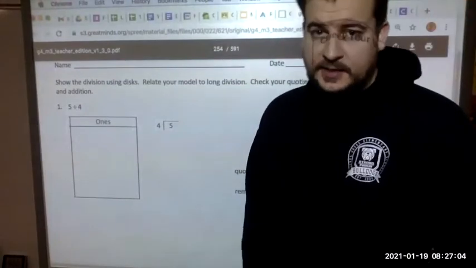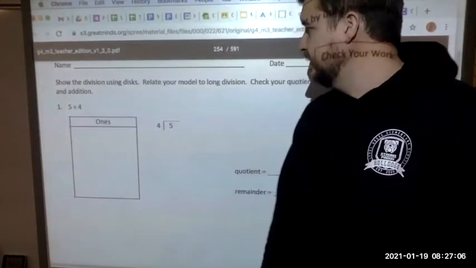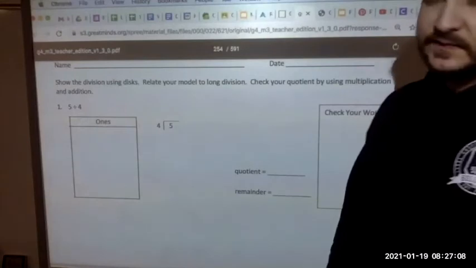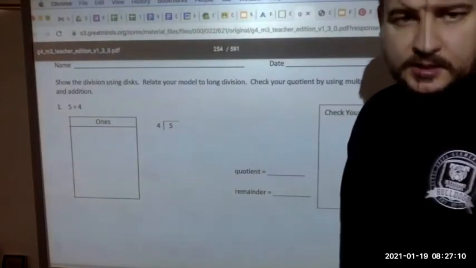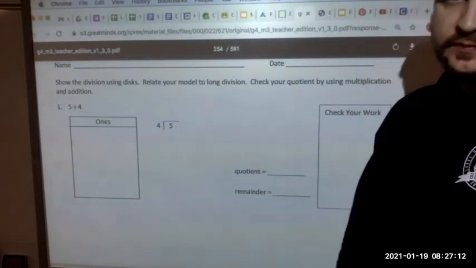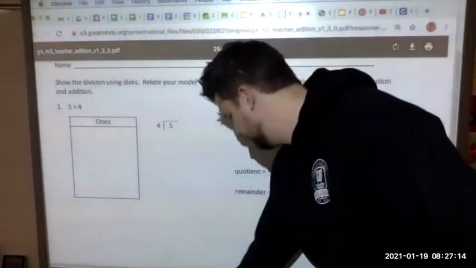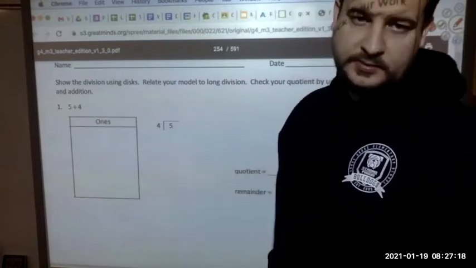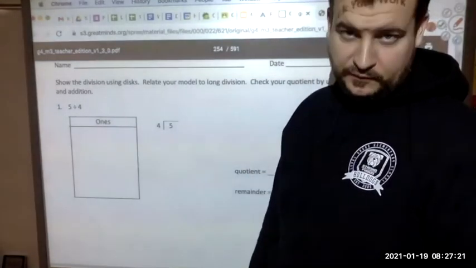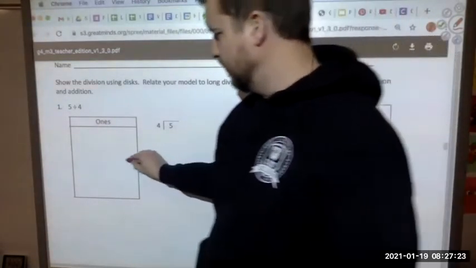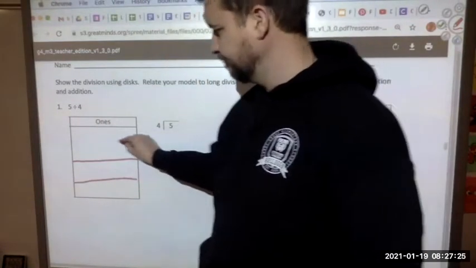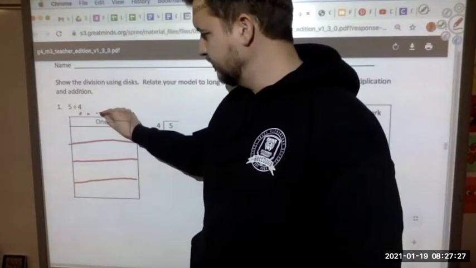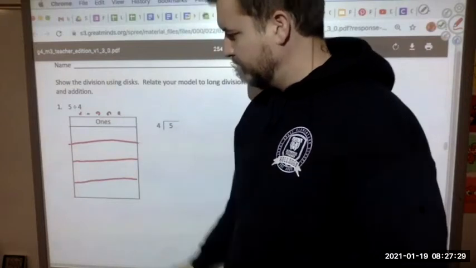Good morning, guys. This is exit ticket number 17. This is from last Thursday. So I wanted to go over it with you before we started. So in looking at this problem, we have 5 divided into 4 groups, sorry. So we're going to cut our box into 4s. We're going to draw 5 dots, and we're going to fair share.